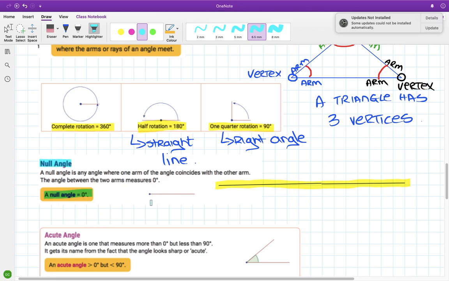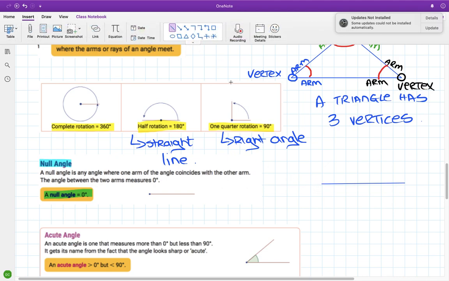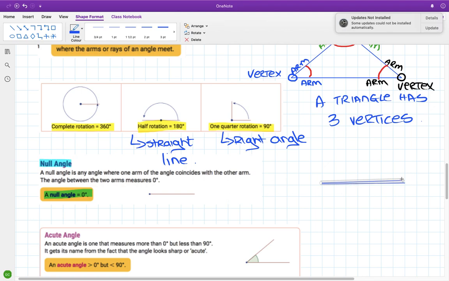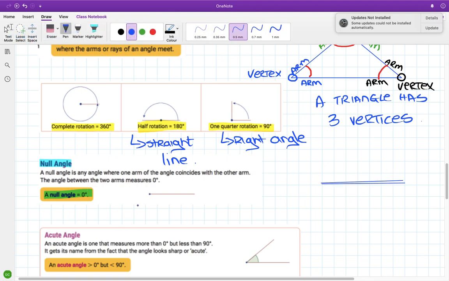Okay, so the null angle is where I started a minute ago. A null angle is when one line is directly on top of the other. So you have absolutely no space between them. If you have no space between them, you have no angle. Yeah, that's a null angle. Okay, so a null angle is when it hasn't started its rotation, when arm number 2 is sitting on top of arm number 1 and the angle is 0.